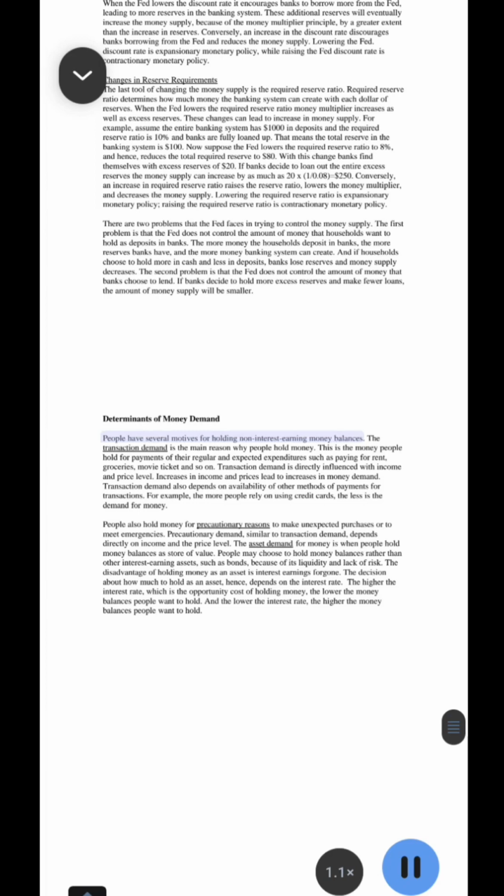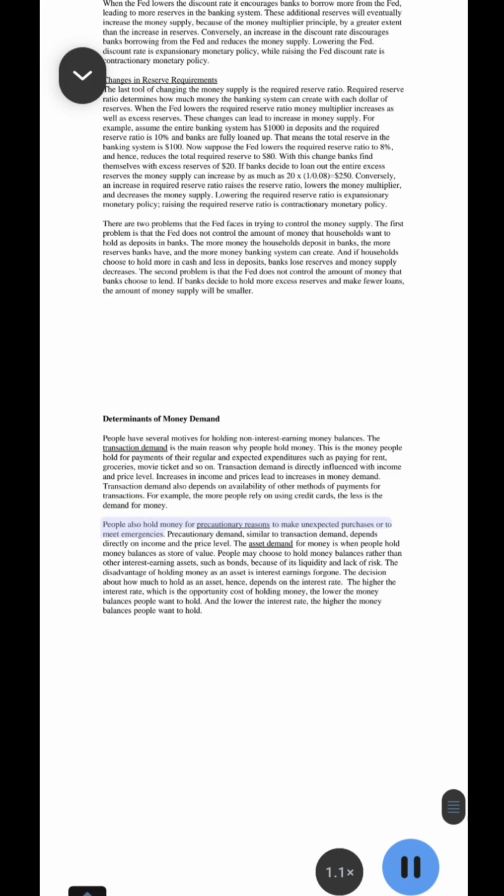Determinants of money demand. People have several motives for holding non-interest-earning money balances. The transaction demand is the main reason why people hold money. This is the money people hold for payments of their regular and expected expenditures, such as paying for rent, groceries, movie tickets and so on. Transaction demand is directly influenced by income and the price level. Increases in income and prices lead to increases in money demand. Transaction demand also depends on the availability of other methods of payment for transactions. For example, the more people rely on using credit cards, the less is the demand for money.